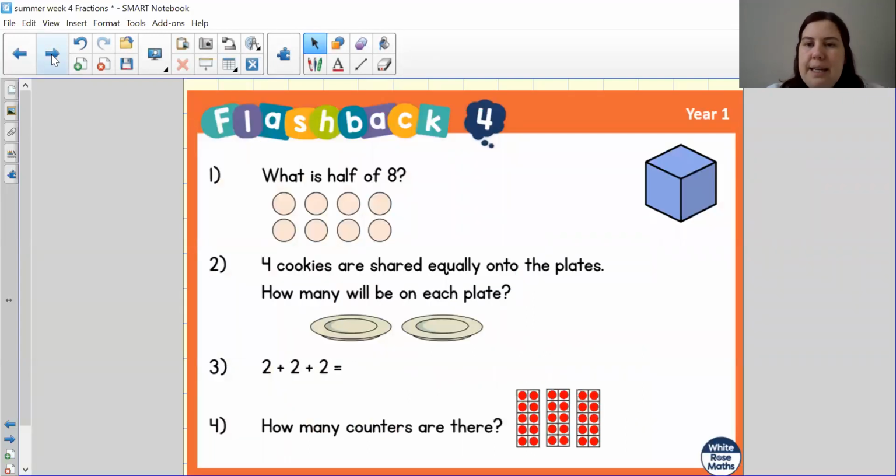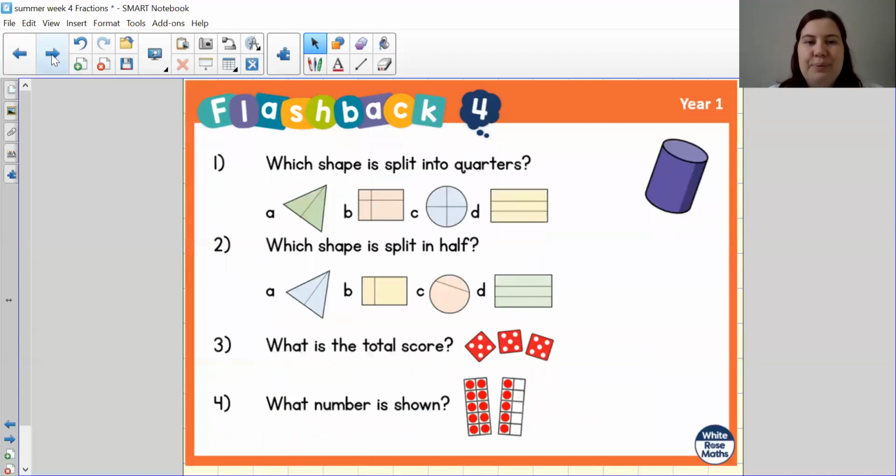We are going to begin today with our flashback 4 like we do every lesson. Pause the video now to solve this one. I'm going to go on to the next flashback 4 on the next page. Once you've solved them, we are now going to continue.